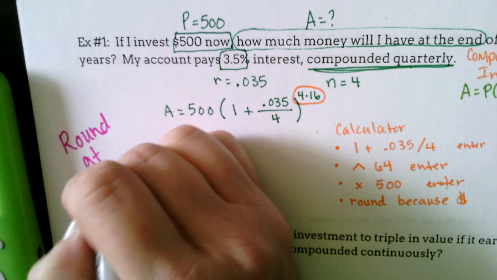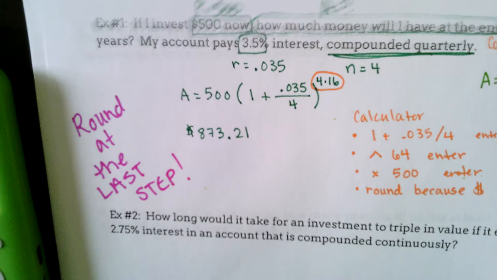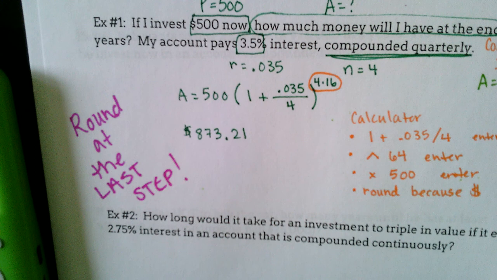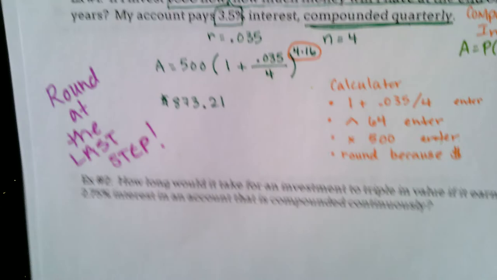Because if you round in the middle, like if I were to have rounded back here when I did 1 plus 0.035 divided by 4, then I would end up getting wrong answers after that because I'd be off due to rounding errors. So wait till the last step to round.